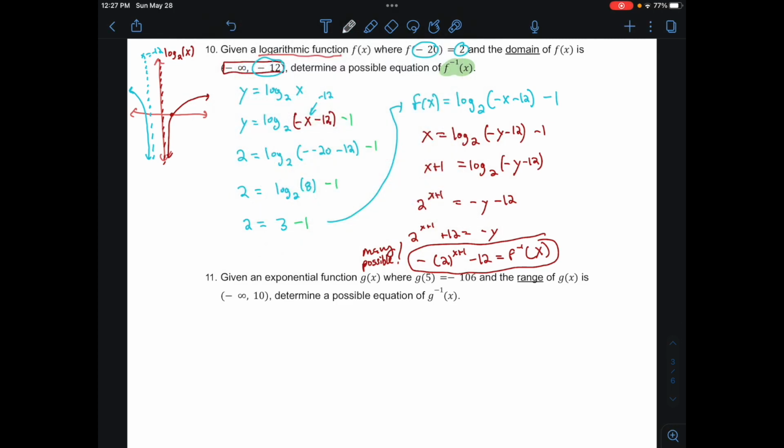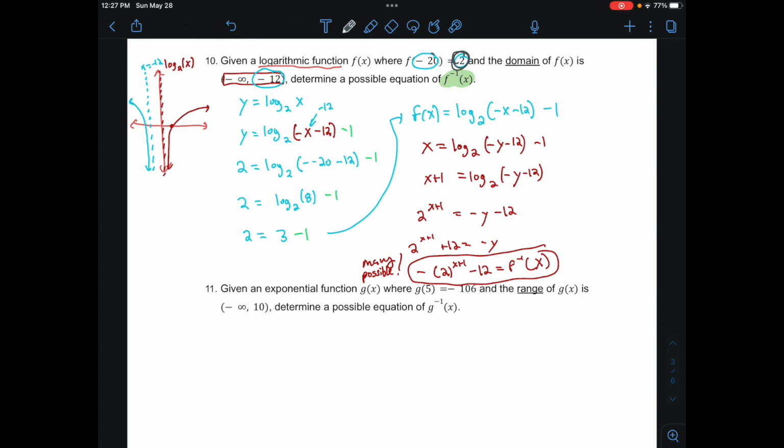I should confirm this. So if I plug in 2 to my inverse function, I should get out -20, because an inverse function takes what were the outputs of the original function and gives back the inputs that created that output. So if I want to check, I could say -2 to the 2 plus 1, minus 12 should equal -20. So -2 to the third minus 12 equals -20. -8 minus 12 equals -20. And so that checks out. -20 equals -20, which is great. So that means my function appears to work. It appears to invert and change the outputs back to inputs. And that's sort of a line of thinking that would get us through that.